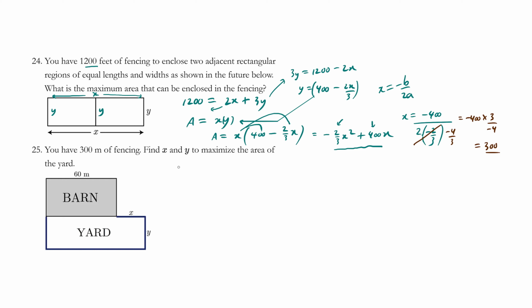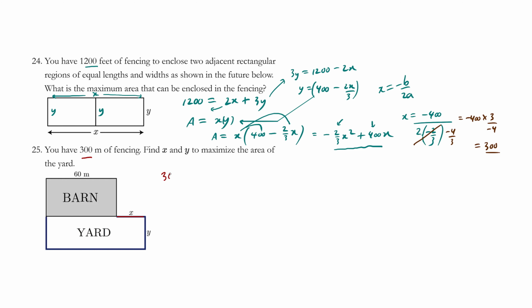Let's work on this similar but slightly different question down here about the barn. You have 300 meters of fencing, and we want to find x and y to maximize the area of the yard. So this x value only goes across this far. It doesn't actually go all the way across. But we want to maximize the area of the yard. Let's think about the fencing. The fencing only goes around here, not including the barn. It's not necessary to have a fence right by the barn.